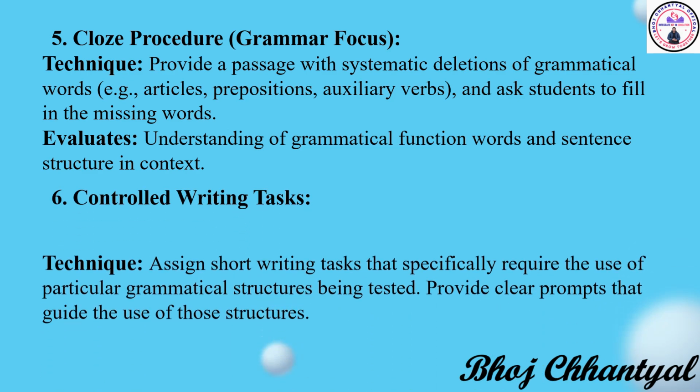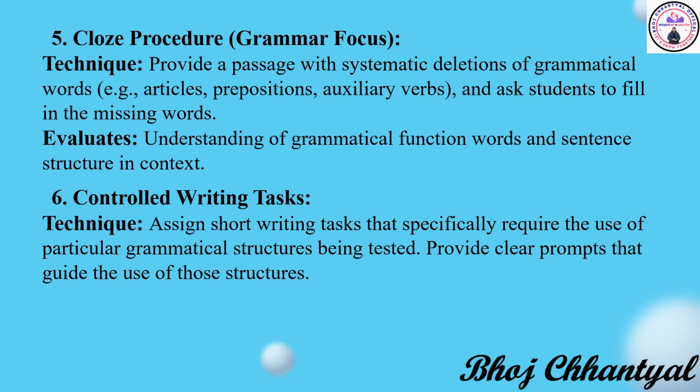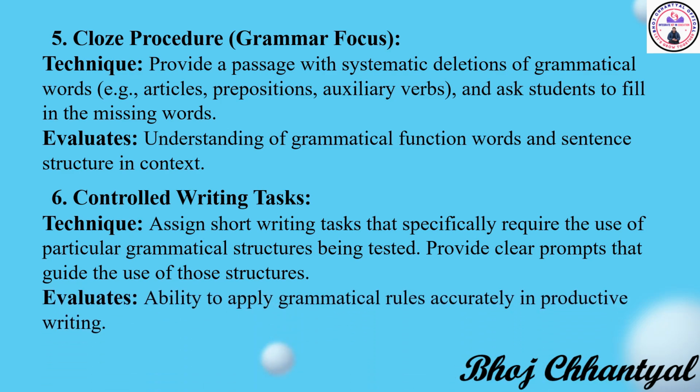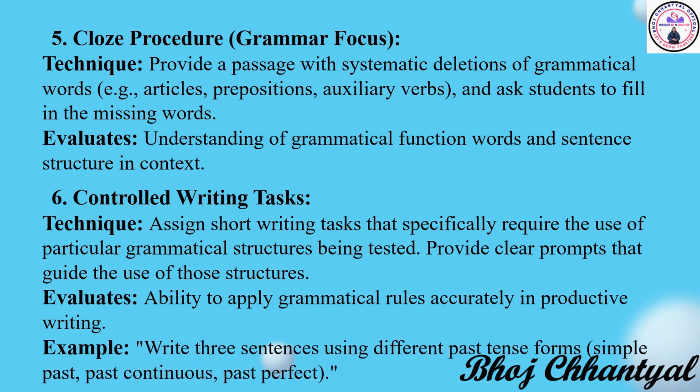6. Controlled writing tasks. Technique. Assign short writing tasks that specifically require the use of particular grammatical structures being tested. Provide clear prompts that guide the use of those structures. Evaluates ability to apply grammatical rules accurately in productive writing. Example: Write 3 sentences using different past tense forms: simple past, past continuous, past perfect.